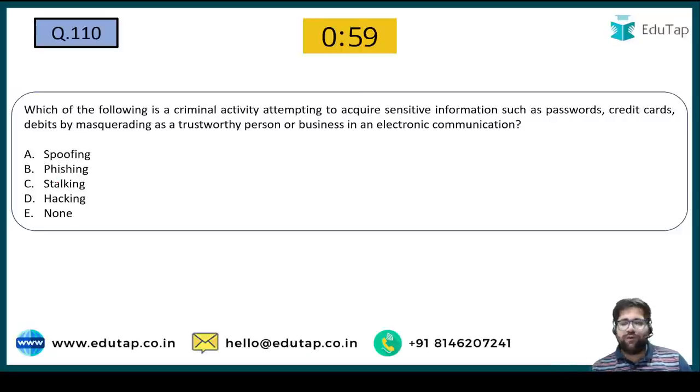The last question of today's session. Which of the following activity is a criminal activity? Attempting to acquire your sensitive information such as password, credit cards, debits by masquerading as a trustworthy person or a business in an electronic communication. Yes, it's phishing. Good, Nilesh.